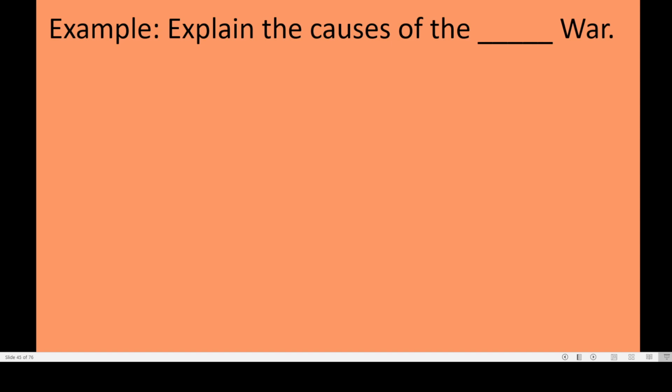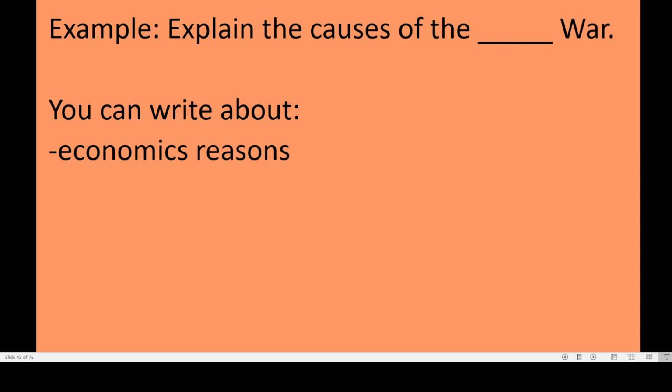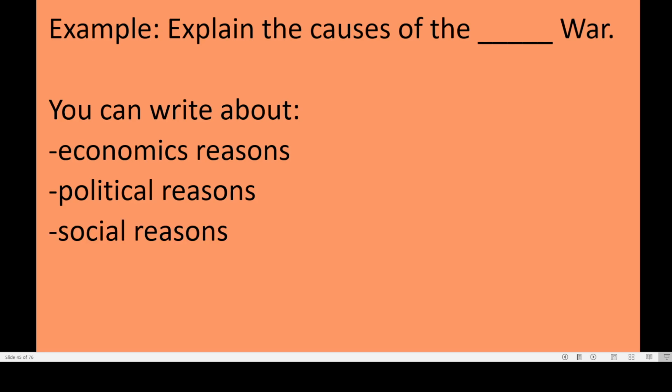Okay, maybe explain the causes of the whatever war. So it's a complicated topic, causes of a war, but you want to make it as simple as possible. So maybe you can write about the economic reasons for war, or political reasons, or social reasons, or maybe some historical reasons for whatever war you need to write about in history. So you're trying to make something that's difficult to understand as simple as possible.